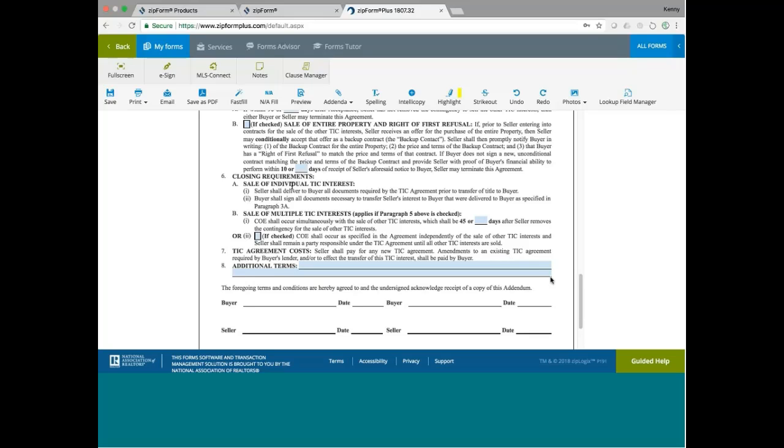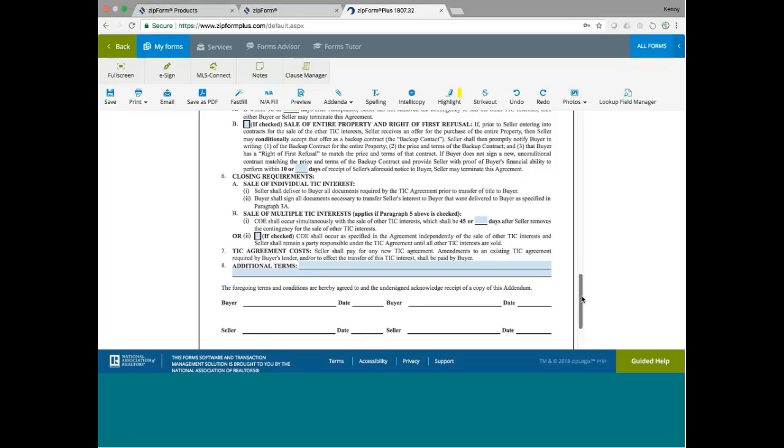Sale of multiple TIC interests. Now it has A, we talk about sale of individual TIC interests, and B talks about sale of multiple TIC interests. It says here, close of escrow shall occur simultaneously with the sale of other TIC interests from another building, not same building, but from another building. So you got sale of two separate interests, or more than one interest if it's a multiple TIC interest.